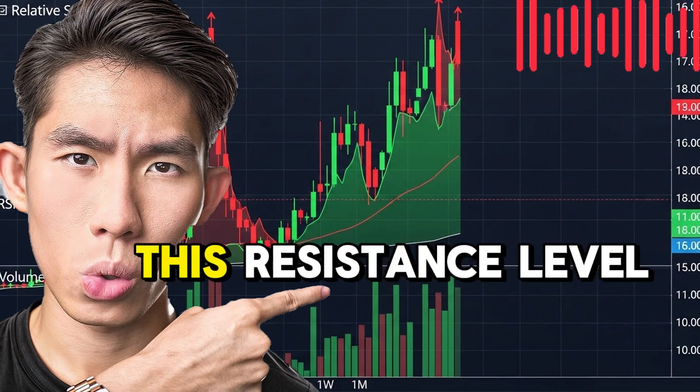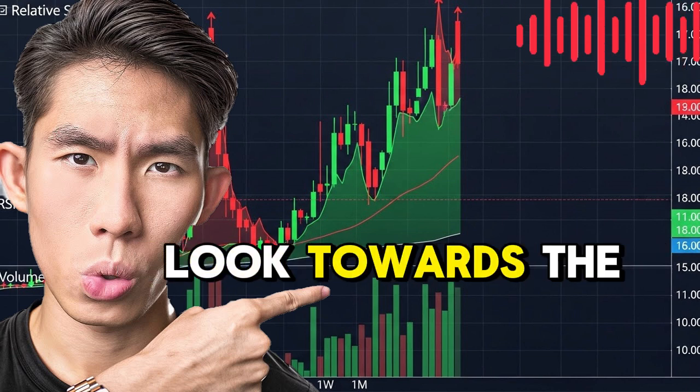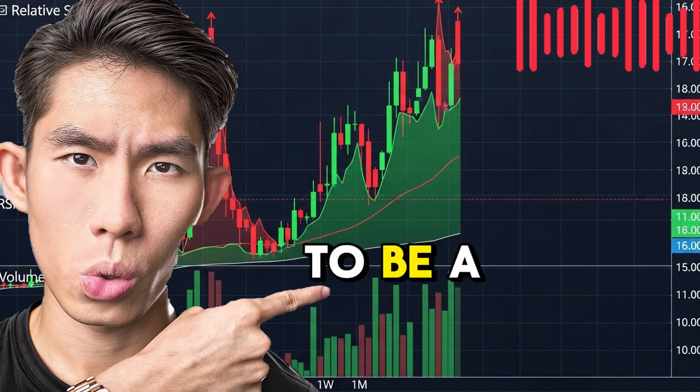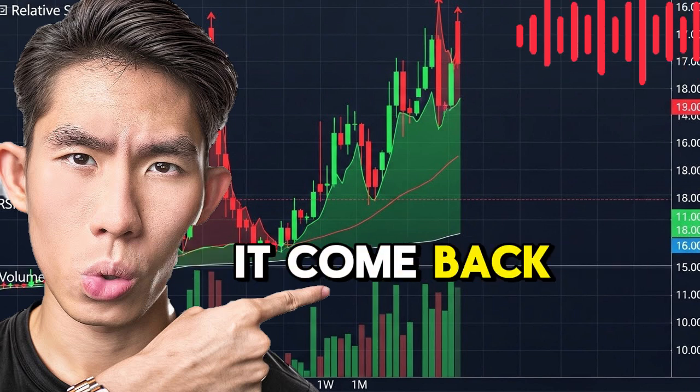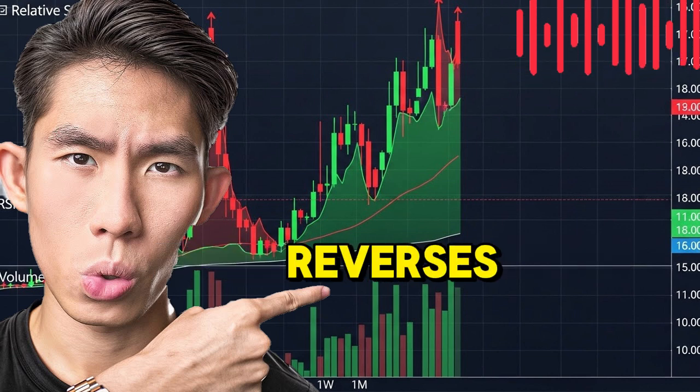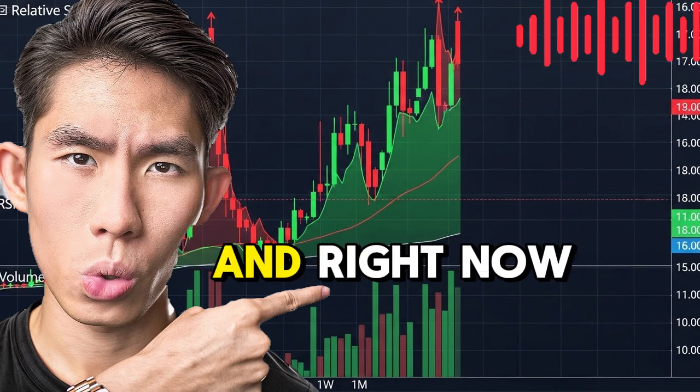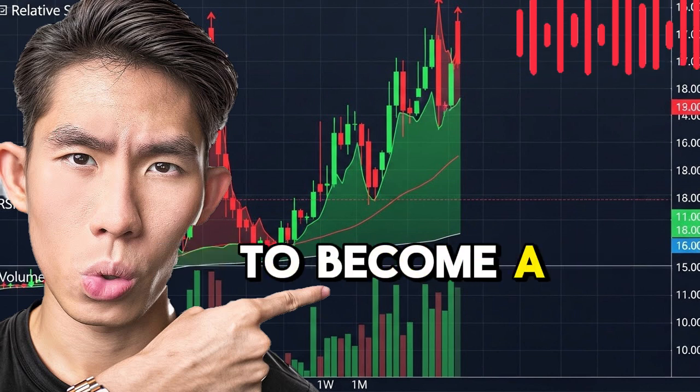And once again, I marked up this resistance level because if you look towards the left, you will see that it used to be a support level right here. Whenever it comes back down here, it always reverses. So it used to be a support level, and right now I'm expecting it to become a resistance level.